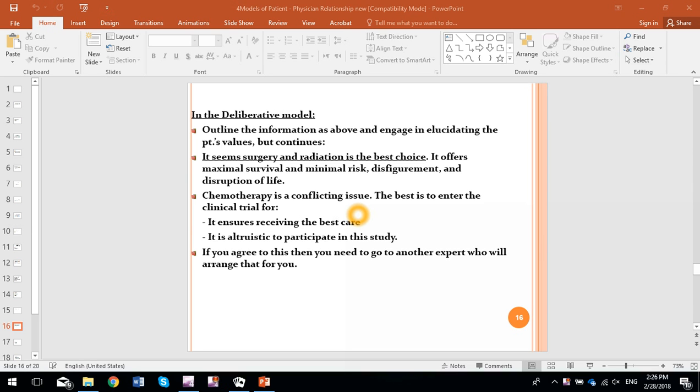Chemotherapy is a conflicting issue. The best is to enter the clinical trial. He suggests to enter the clinical trial. Why? Because it ensures receiving the best care and because it is altruistic to participate in this study.